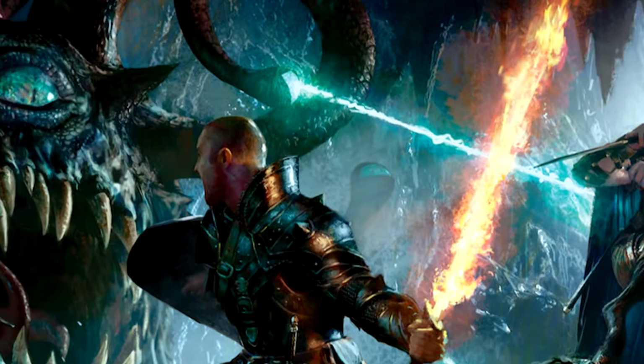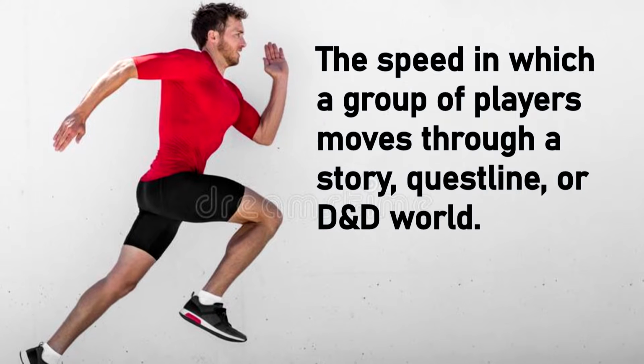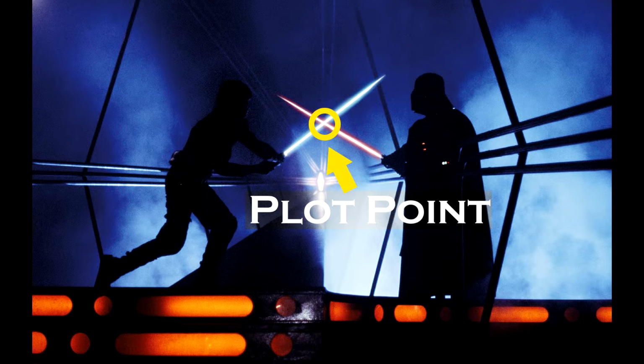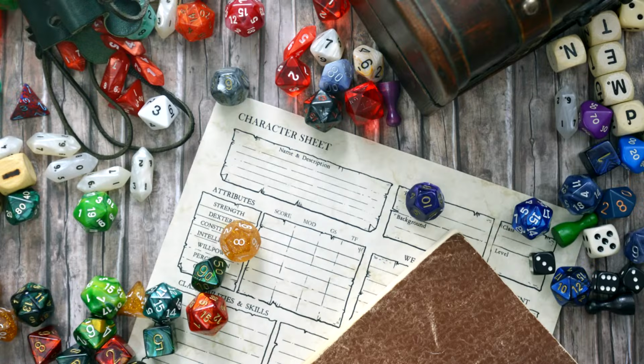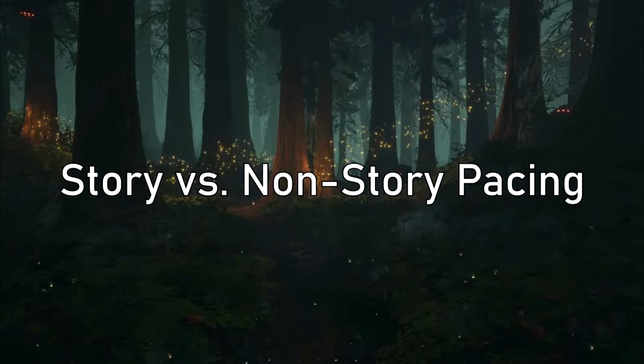Pacing, in the context of Dungeons & Dragons, is the speed in which a group of players moves through a story, questline, or D&D world. It is not just when a story beat happens. Tabletop RPGs are their own unique form of storytelling and therefore have different tenets. First, let's break down pacing into two different types, story and non-story pacing.